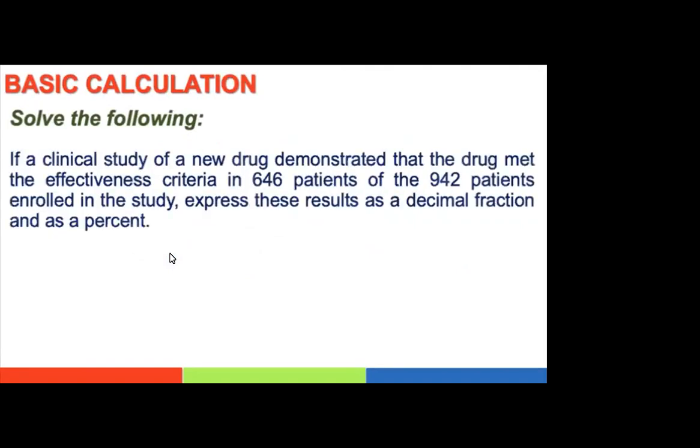Sige nga, can you solve the following? If a clinical study of a new drug demonstrated that the drug met the effectiveness criteria in 646 patients out of 942 patients, express this result as a decimal fraction and as a percent. For the fraction, you just divide the total number of effectiveness by the total number of population. So that's the decimal. And then to express this as a percent, you just multiply this by 100. So let's solve.